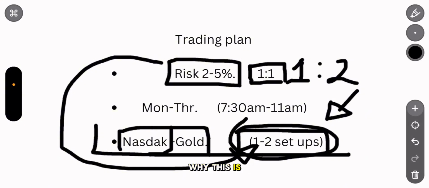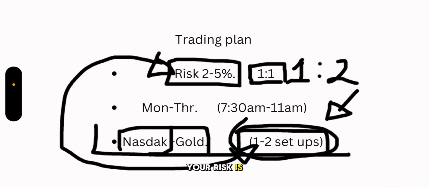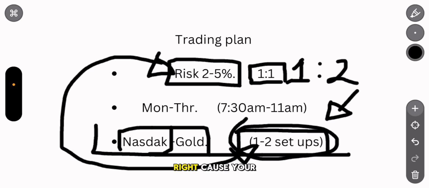So this is why it's first. This is why your risk is the first thing that we learned about, right? Because your risk is going to tie to your risk to reward, and it's going to tie to how many setups you should be able to take comfortably that day before you reach your max loss limit for the day. It might be a little bit confusing at first, but once you understand it, it's pretty straightforward, pretty simple.